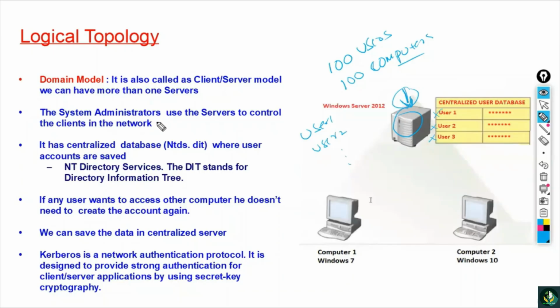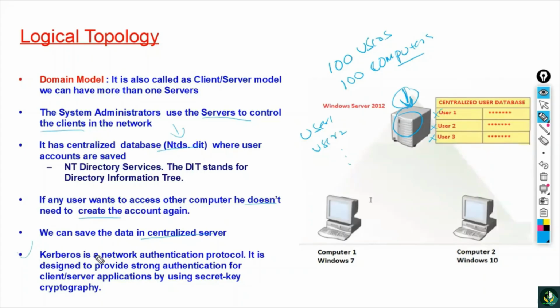Okay, so system administrators use servers to control the clients in the network. It has a centralized database where user accounts are saved, and NTDS means New Technology Directory Service. DIT stands for Directory Information Tree. This is the database on the domain controller. If any user wants to access another computer, he doesn't need to create the account again. We can save the data in a centralized server.